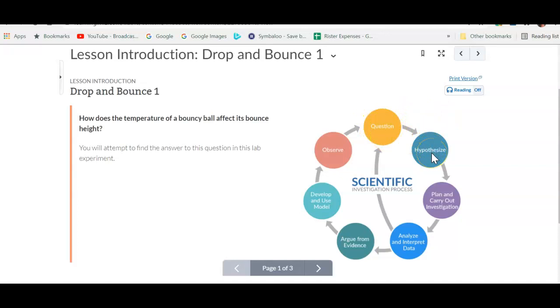So from here, you'll be developing a hypothesis, which if you remember, you've probably learned that is an if-then statement. If the temperature of a bouncy ball is low, or is below a certain temperature, or if the temperature of a bouncy ball is higher, it will bounce higher, or it will have a higher bounce height, or it may have a lower bounce height. So you're going to take a guess here. You don't know in your hypothesis. You're just taking in what you've observed so far, and you would be writing out your hypothesis statement.